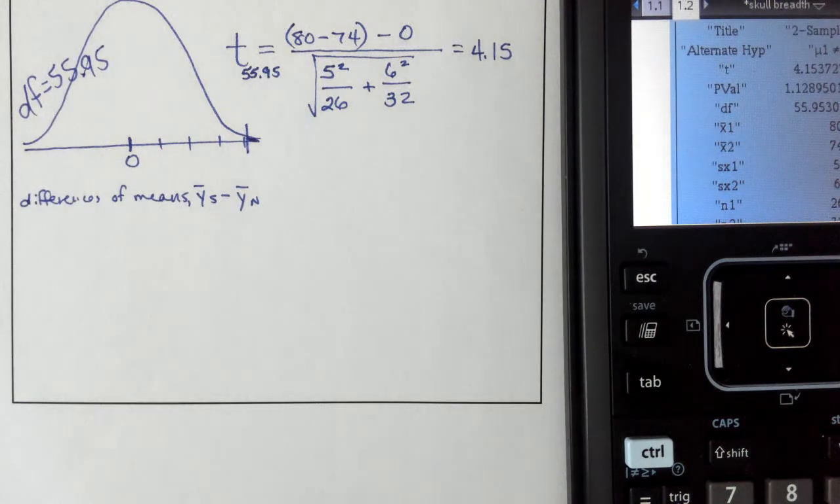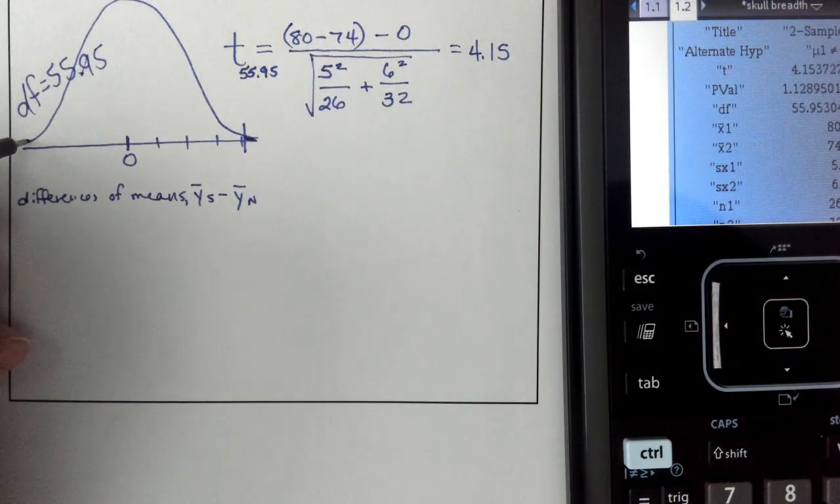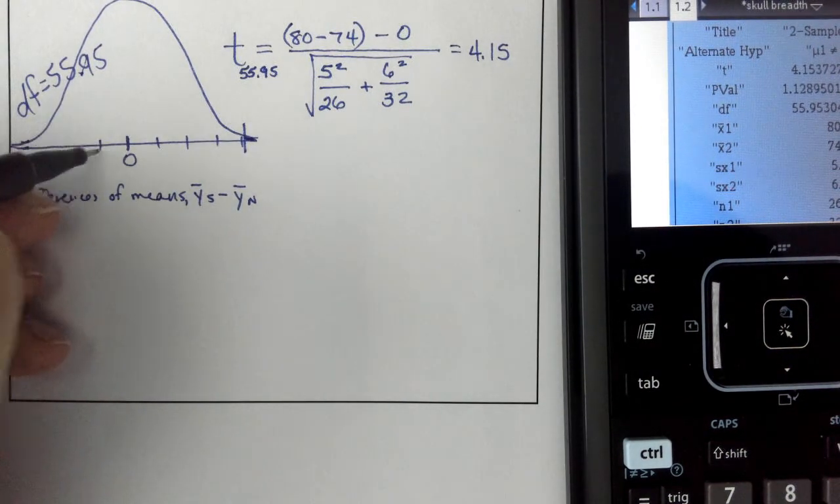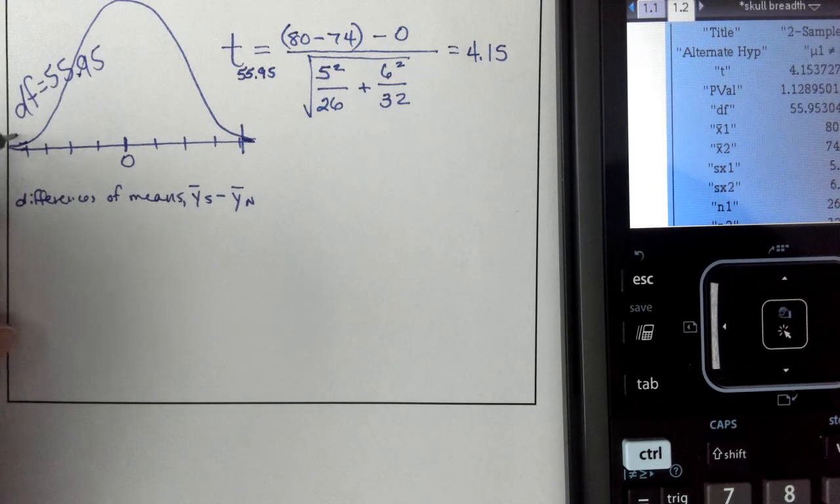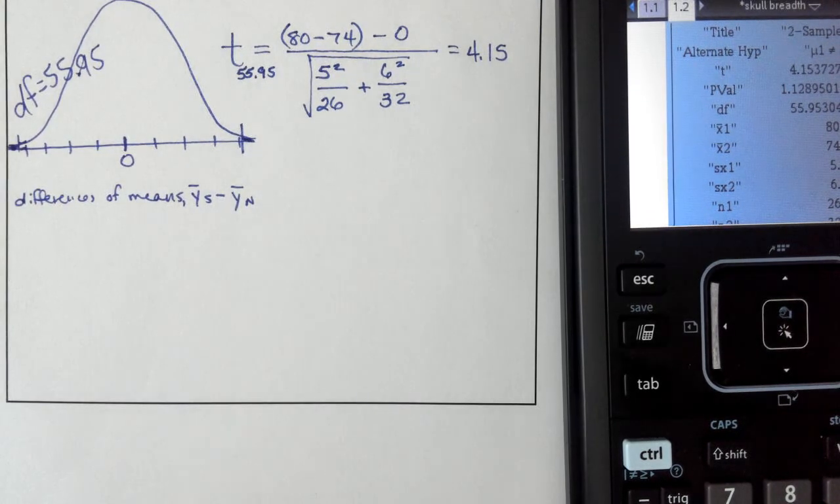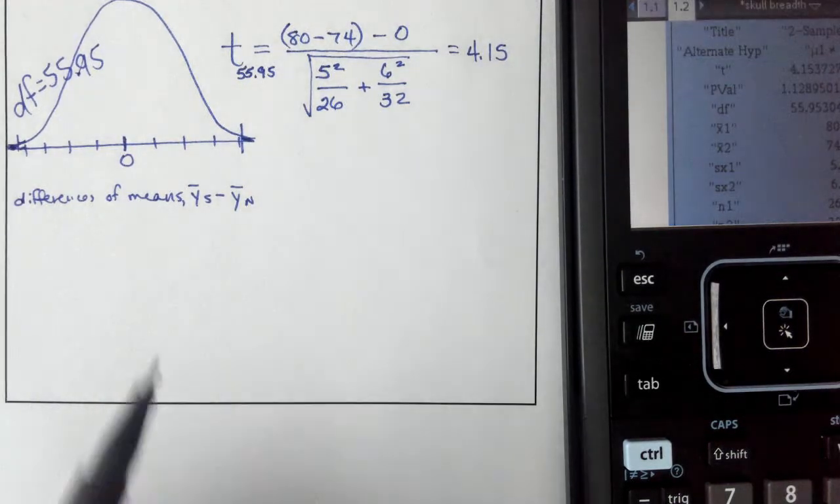Very little stuff there. And since it's a two-tailed test, we need to get the mirror image. 1, 2, 3, 4. The mirror image over here. We want to know the area in those two tails. That's the p-value, and it's going to be really, really small.